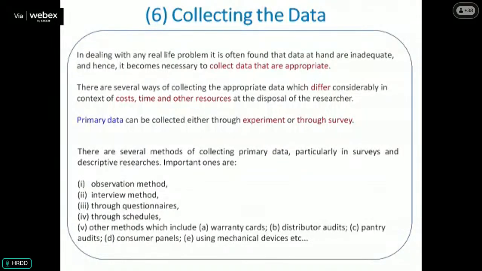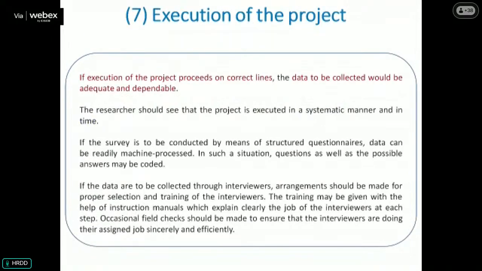There are several methods of collecting primary data, particularly in surveys and descriptive research. Important ones are observation, interview, questionnaires, schedules. All these we'll study in detail. These are in the syllabus. So all these we have to do. And then execution of the project, how we will go about it. If execution of the project proceeds on correct lines, the data to be collected would be adequate and dependable. The researcher should see that the project is executed in a systematic manner and in time.